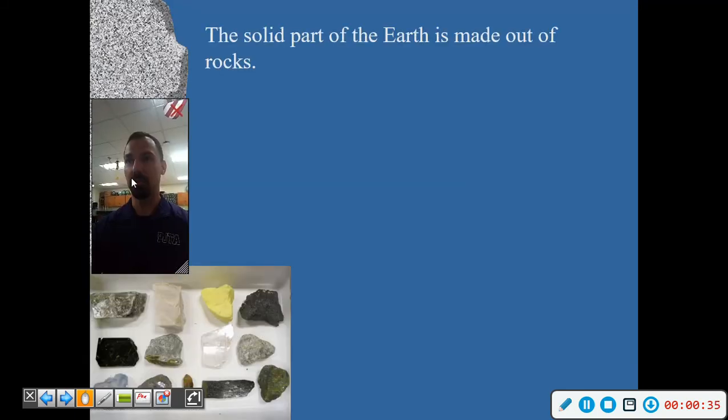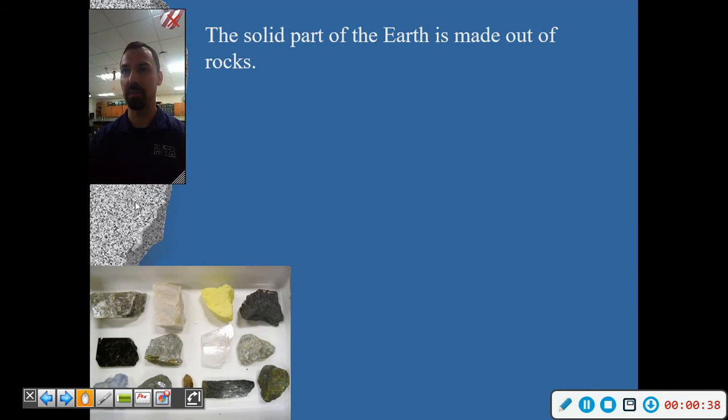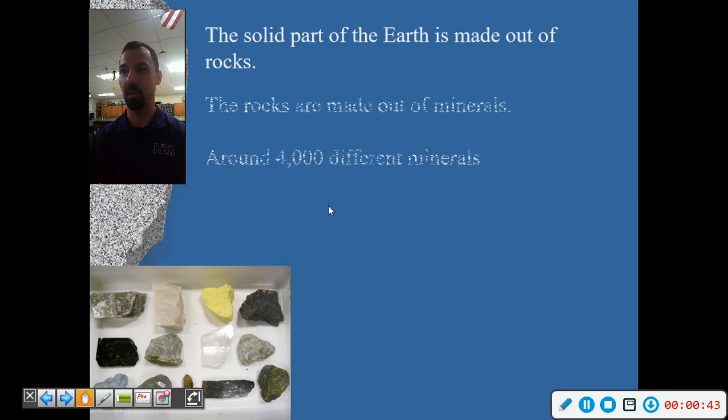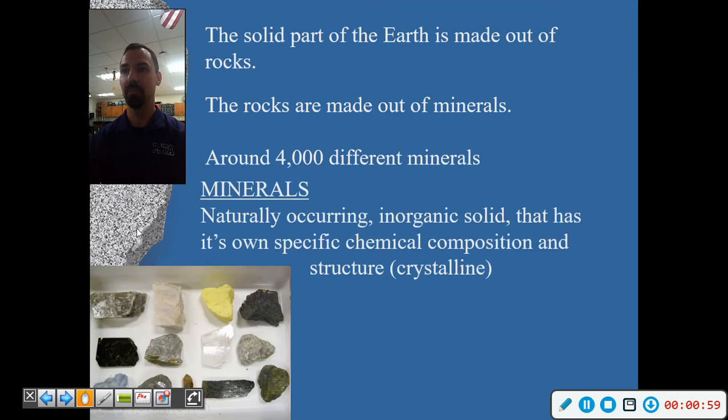So first off, the solid part of the earth is made up of rocks, and these rocks are composed of minerals. Minerals are basically the simpler particles that make up rocks. There are around 4,000 different minerals in existence. They're defined as naturally occurring inorganic solids that have their own specific chemical compositions and their own crystalline structures.